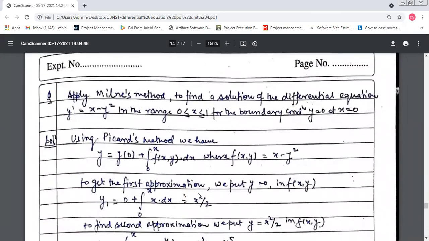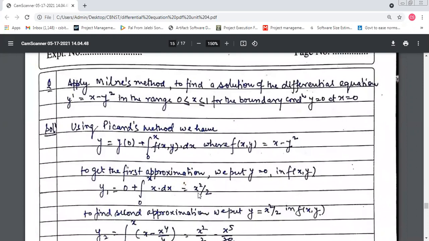So let us go with an example of Milne's method to solve a differential equation. The differential equation is given as dy by dx equal to x minus y square, the range of x is from 0 to 1, and the initial condition is that x equal to 0 and y equal to 0. By using Picard's method, we can write y equal to y0 plus the integral from 0 to x of f(x,y), where f(x,y) is equal to x minus y square.